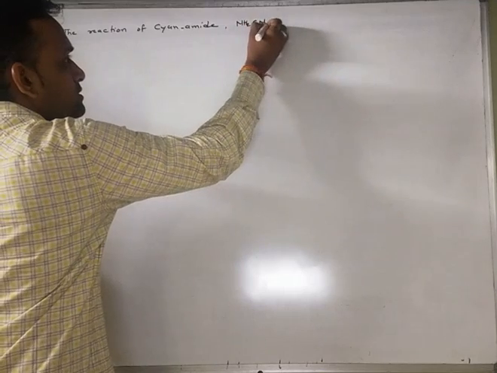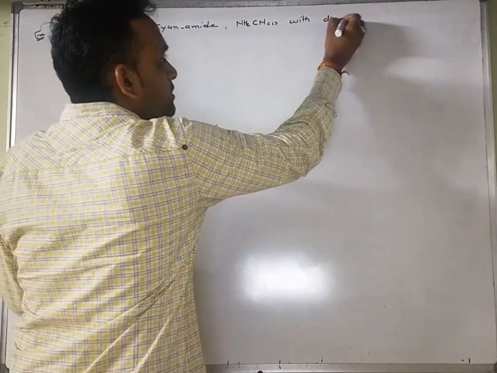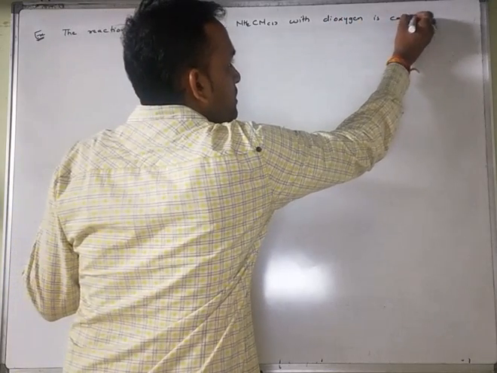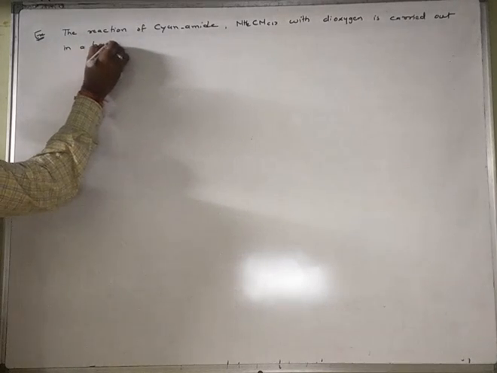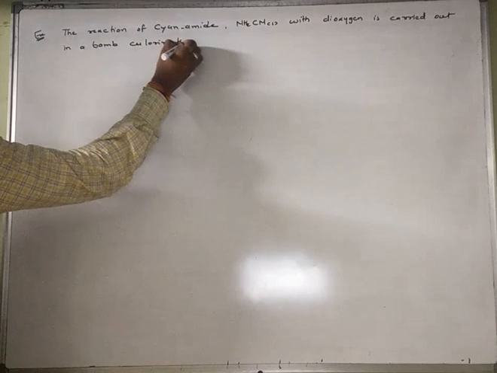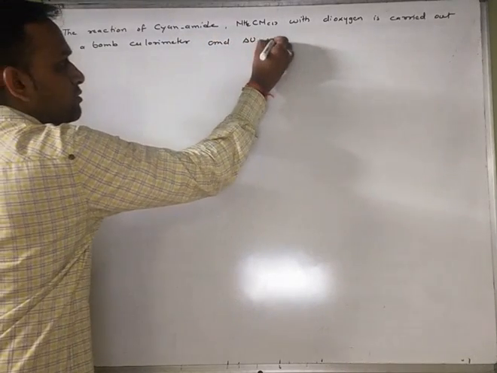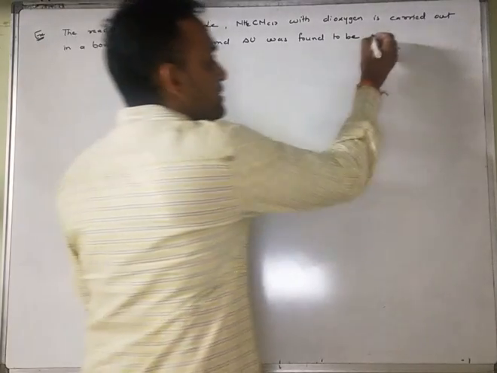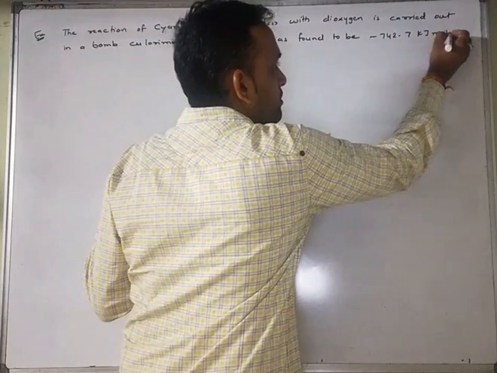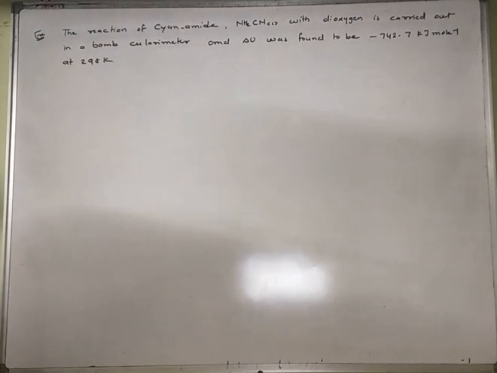Right, NH2CN solid with dioxygen is carried out in a bomb calorimeter, right, and delta U was found to be minus 742.77 kilojoule mole inverse at 298 Kelvin temperature, right. Calculate enthalpy change for the reaction.